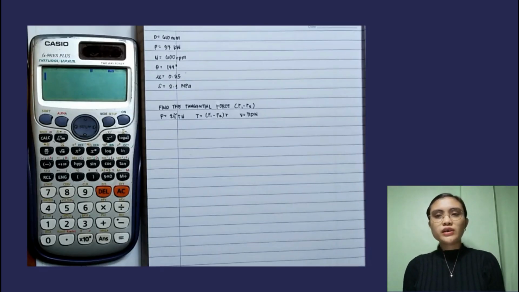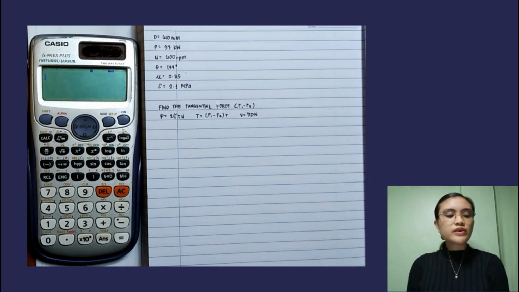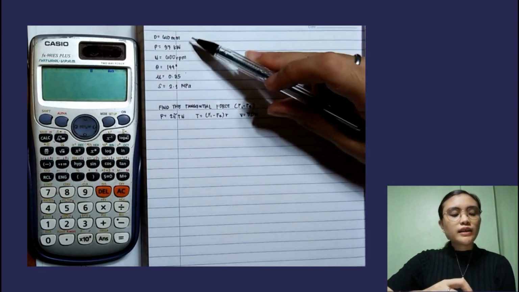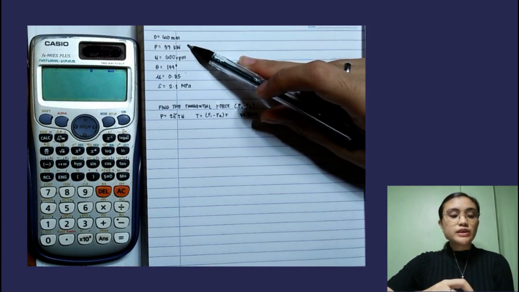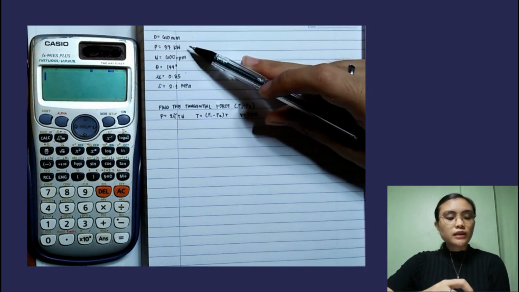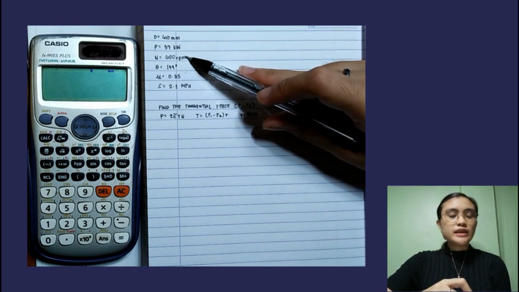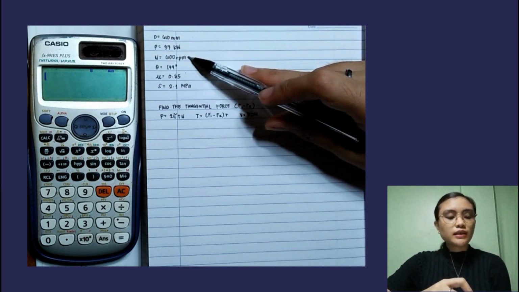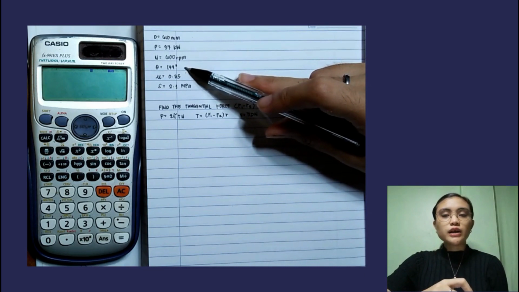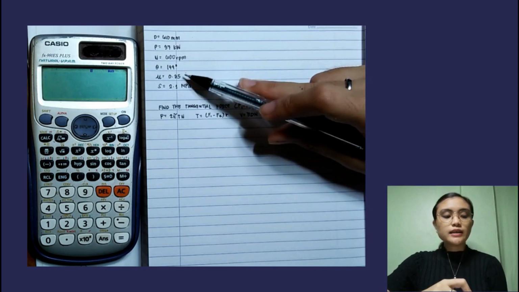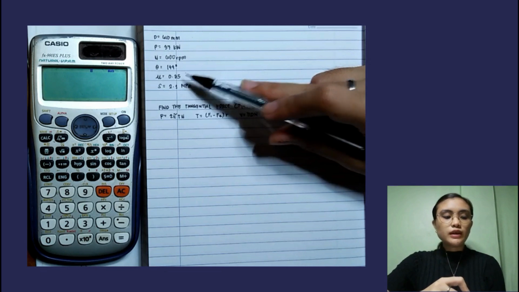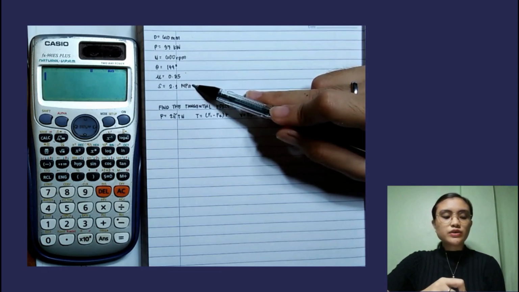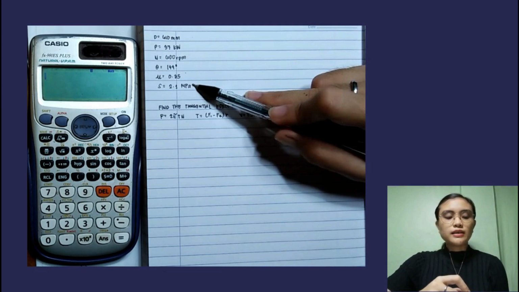Okay, so based on the problem, the givens are D, the diameter, 610 millimeters; P, the power, which is 37 kilowatts; N, which is the speed, 600 revolutions per minute; theta, which is the arc of contact, 144 degrees; mu, which is the coefficient of friction, 0.35; and S, the working stress, which is 2.1 megapascals.